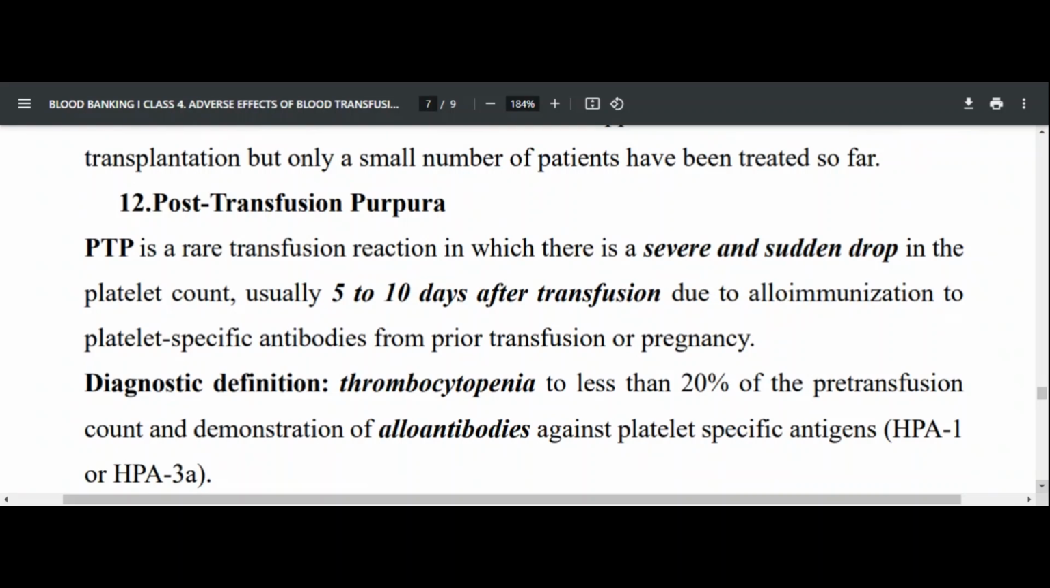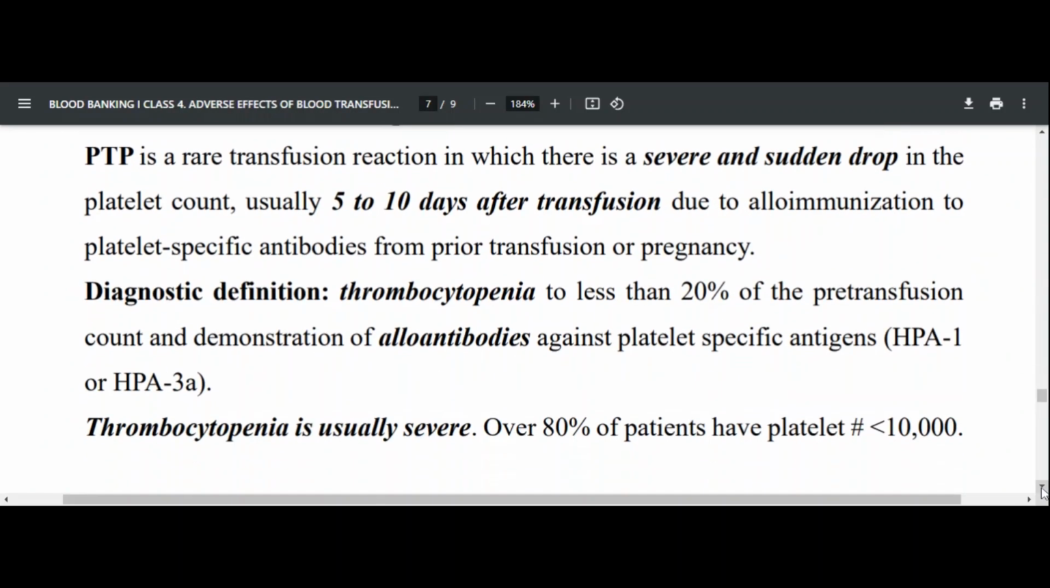So the diagnostic definition is thrombocytopenia, which is less than 20% of pre-transfusion counts, and demonstration of antibodies against platelet-specific antigen. Those antibodies will include antibody against human platelet antigen 1A and human platelet antigen 3A. So those are the antigens that will be targeted by those alloantibodies. That's also one of the questions that you sometimes see.